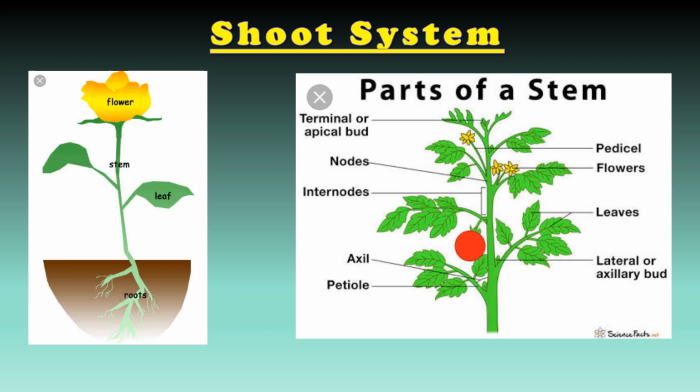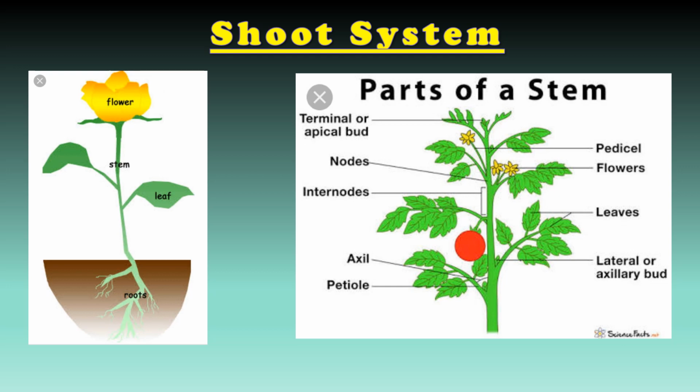As we have talked about the root system in our earlier video, now we are going to talk about the shoot system. So what is the shoot system? The shoot system of a plant is made up of the parts that are present above the ground. It mainly comprises stem, leaves, flowers and fruits. First of all, let's talk about the stem a little bit. So what is a stem?